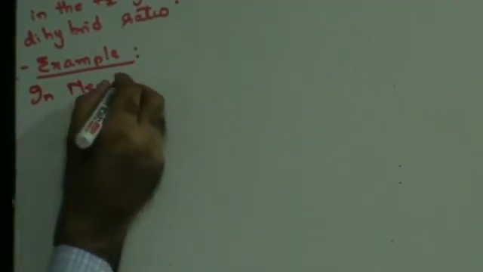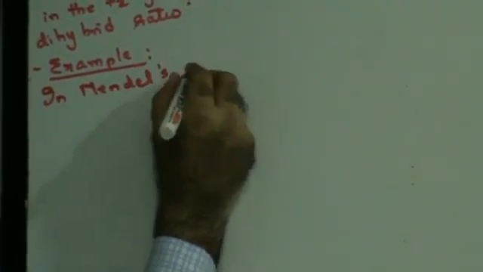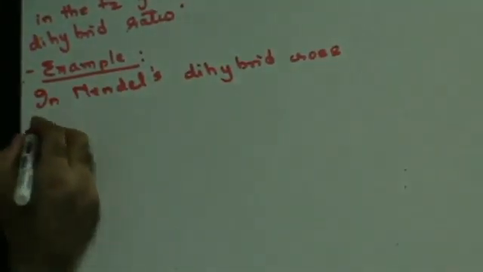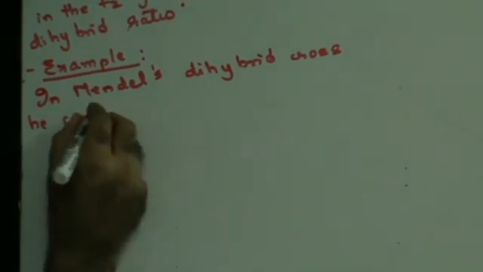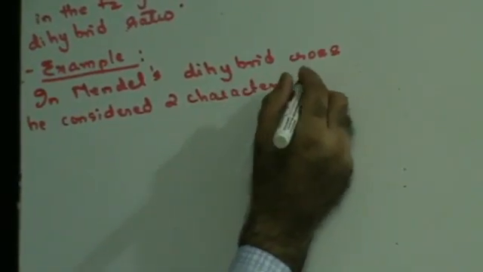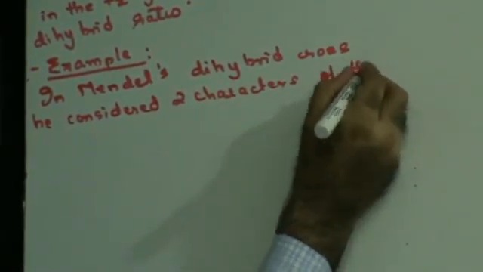Now in Mendel's dihybrid cross, he considered two characters of the pea plant simultaneously, and the two characters that he considered were the seed color and the seed shape, where yellow color was dominant over the green color and round shape was dominant over the wrinkled seed. So these are the two characters that he considered in Mendel's experiment.